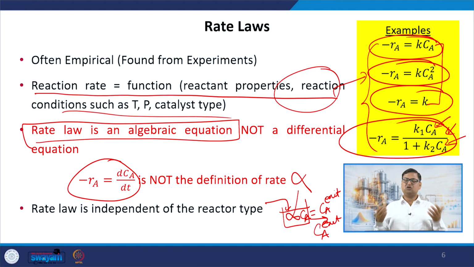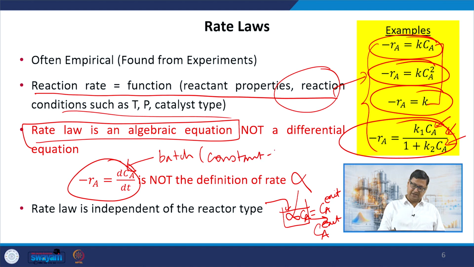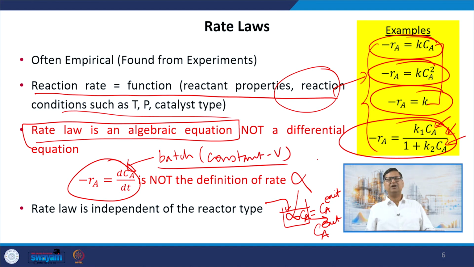But what we should stop doing anyway is to think of dCA by dt, or any kind of differential equation, as the definition of rate law. This particular definition, dCA by dt, is only valid if you consider a batch reactor, that too having a constant volume, and therefore it is not a good idea to use this in every case. In fact, it will not work for a continuous reactor. The actual definition of rate law is right this. Even for the batch reactor, we are still going to use this rate law.